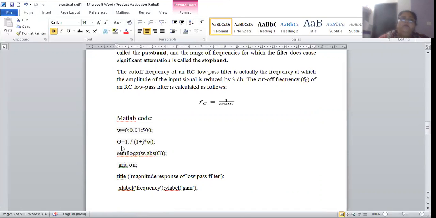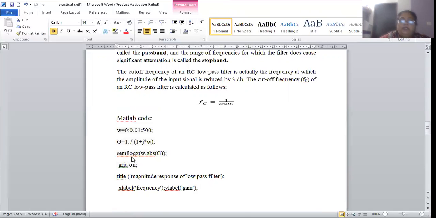Now the gain: what is the gain of the low pass filter? We have taken it as 1./(1 plus j omega). As we have seen in the diagram, R and C are connected in series, so we have taken the combination of R and C and taken the gain. For the practical, we have taken the value of resistance as 1 ohm and capacitor as 1 farad. Therefore the gain comes out like this.